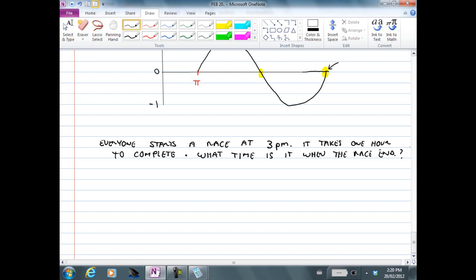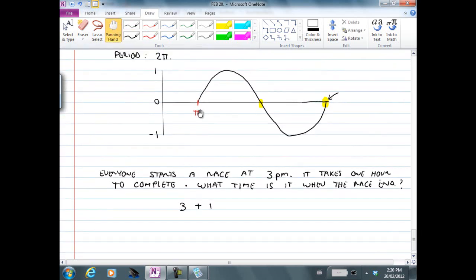4. How do you get 4 though? You went 3, your starting time, then what do? Plus an hour, because that's how long it takes. Guys, gals, this is my race. I start at pi. It takes me 2 pi to complete the race, because period means how long it takes to complete a race. What is your ending going to be? 3 pi. Same thing as the race concept.